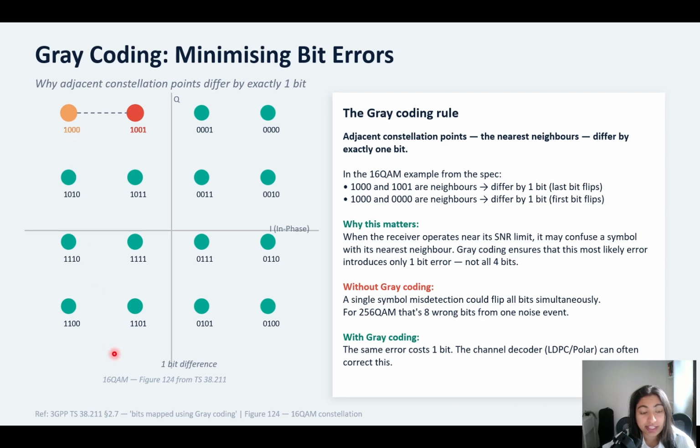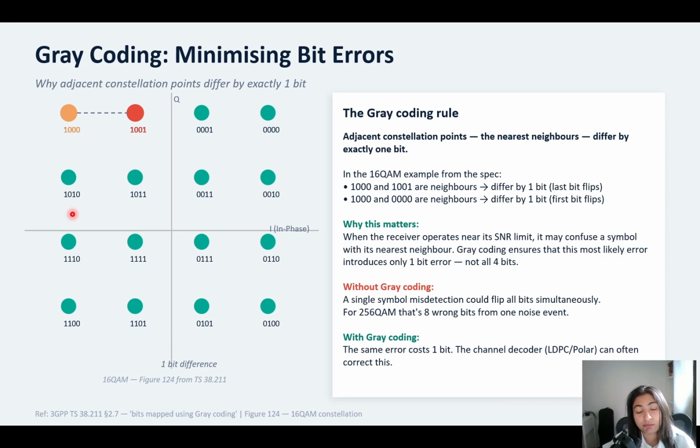So here each symbol, or each resource element, can transmit up to 4 bits of information. Take the point labeled 1000 and its horizontal neighbor 1001. They differ only in the last bit. Now take 1000 and its vertical neighbor 1010. They also differ in exactly 1 bit. Here the second bit is different between these two.